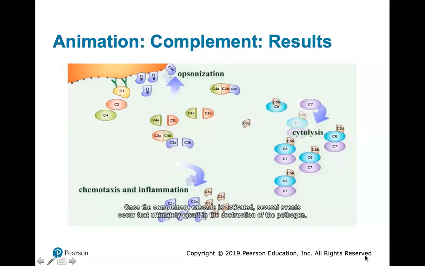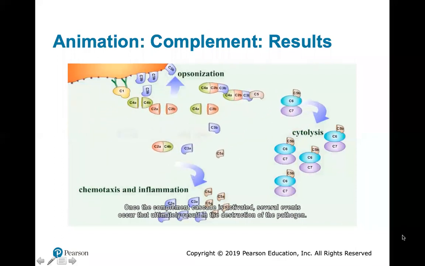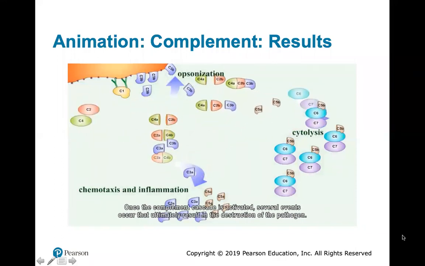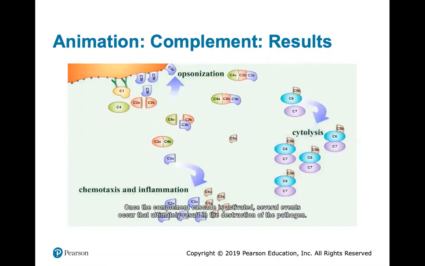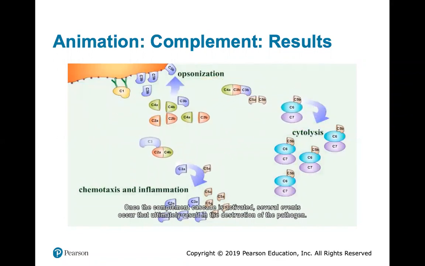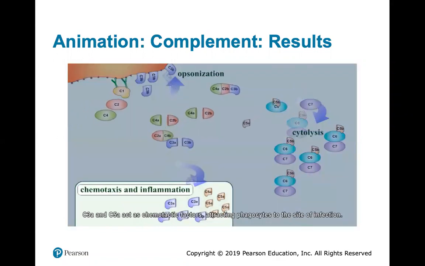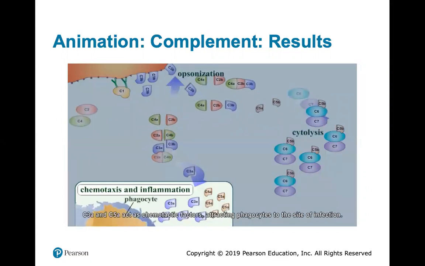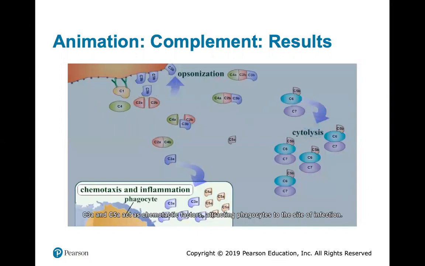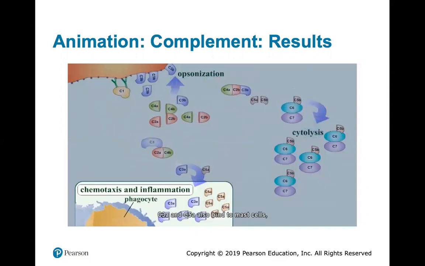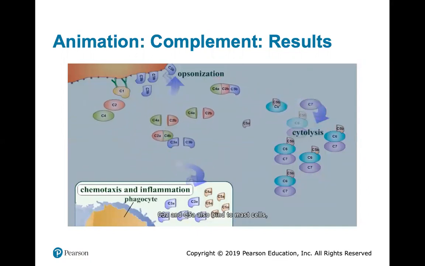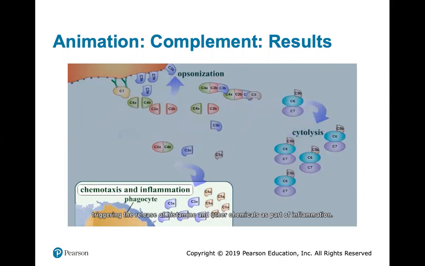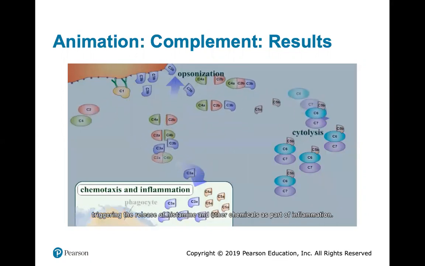Once the complement cascade is activated, several events occur that ultimately result in the destruction of the pathogen. C3a and C5a act as chemotactic factors, attracting phagocytes to the site of infection. C3a and C5a also bind to mast cells, triggering the release of histamine and other chemicals as part of inflammation.